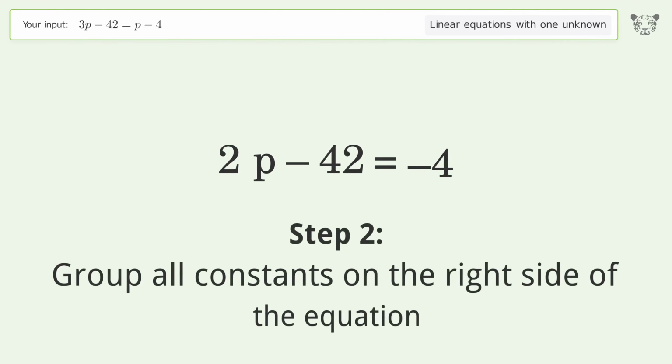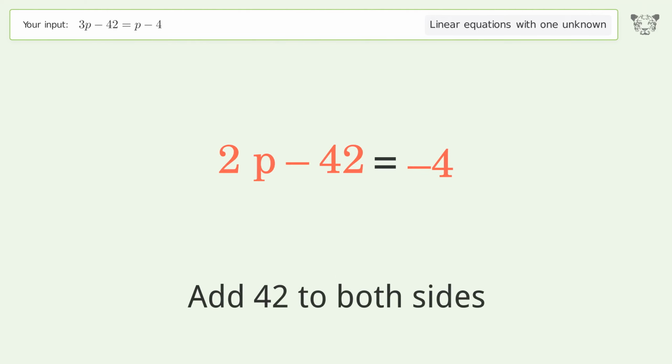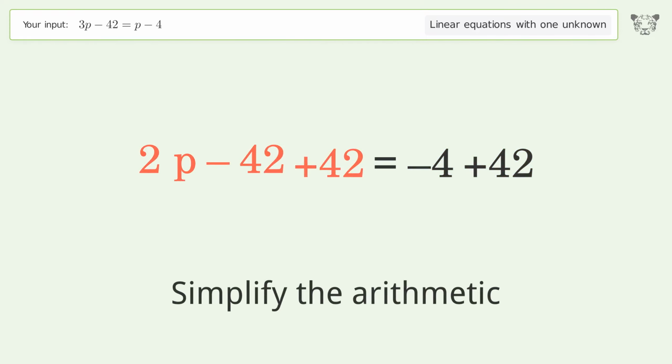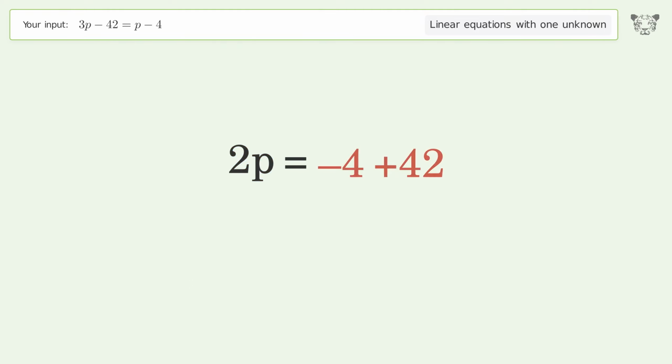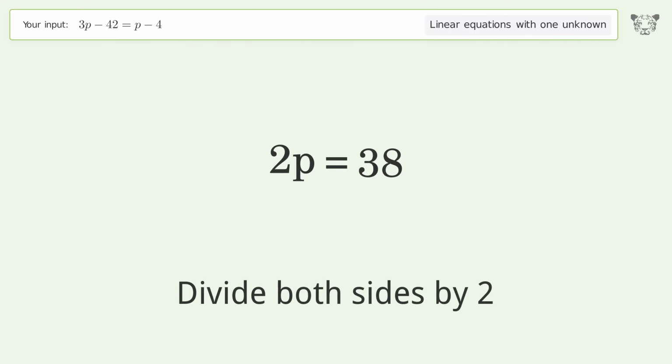Group all constants on the right side of the equation. Add 42 to both sides. Simplify the arithmetic. Isolate the p. Divide both sides by 2.